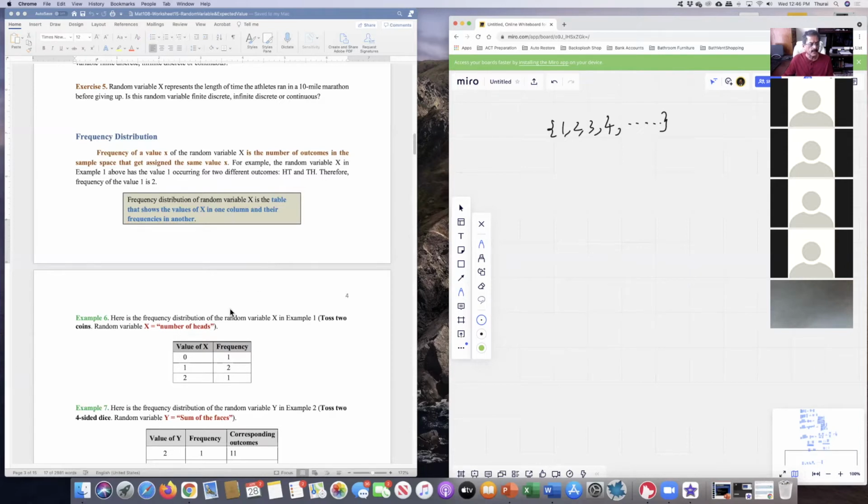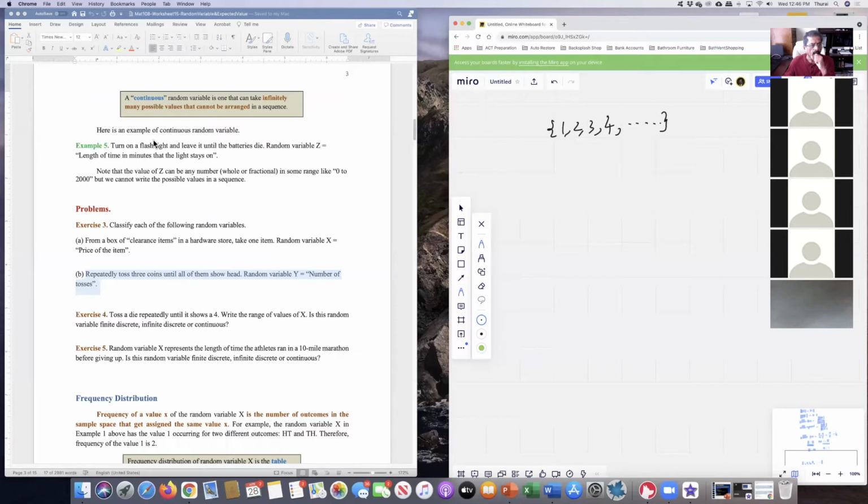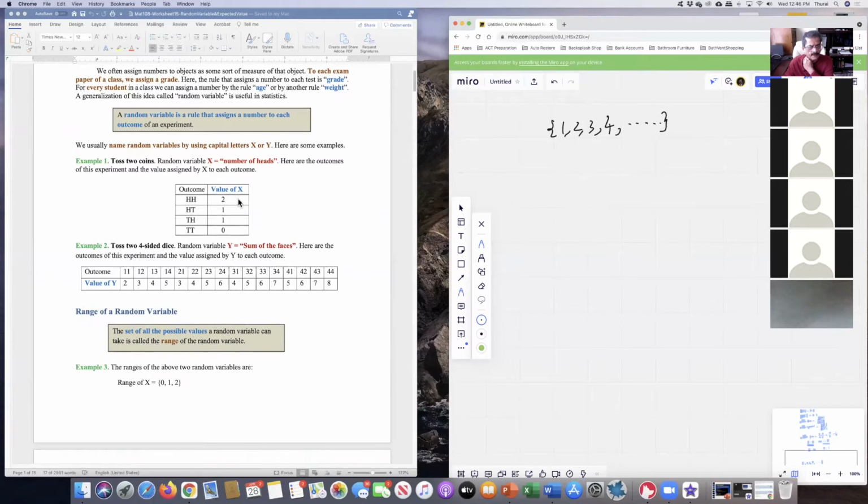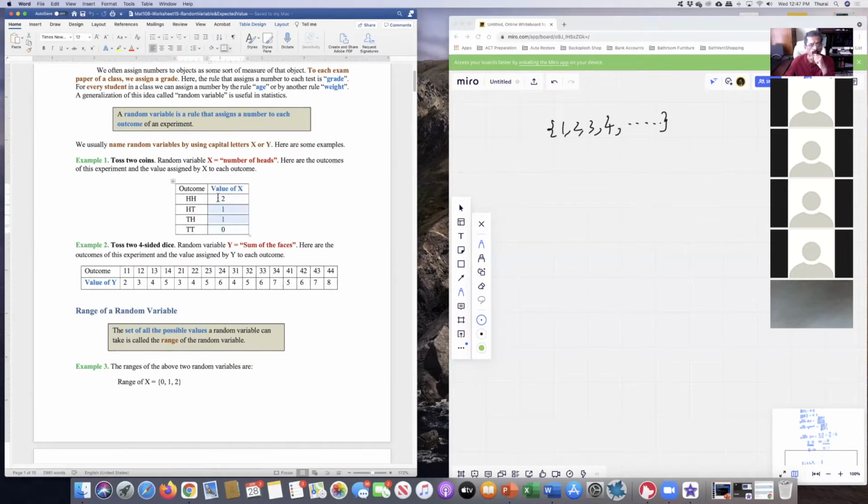So let's go back to the same example we did before. The random variable X in example 1, which is tossing two coins and looking at the random variable representing the number of heads. Here, I'm tossing two coins, and the value of the random variable is the number of heads. So here are the values of X. The value 0 is repeating only once. The value 1 is repeating twice. In other words, two outcomes represent value 1, and only one outcome represents 0.